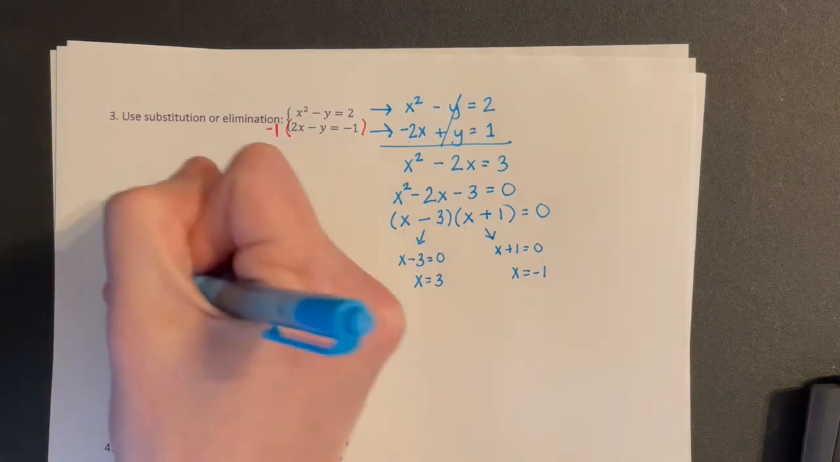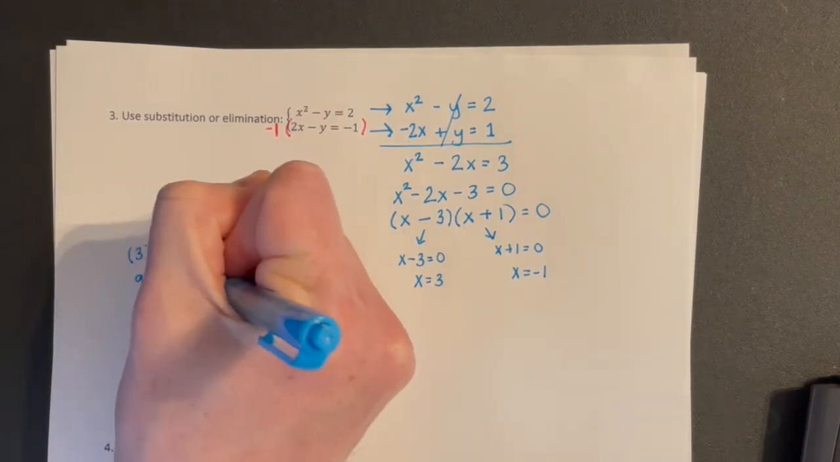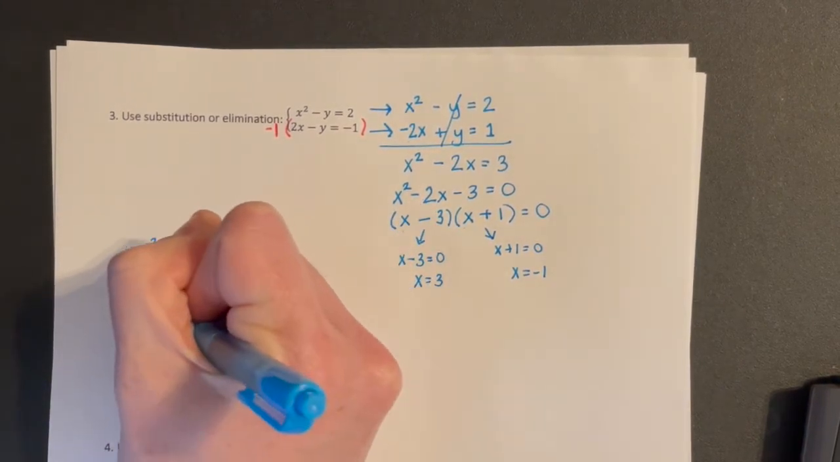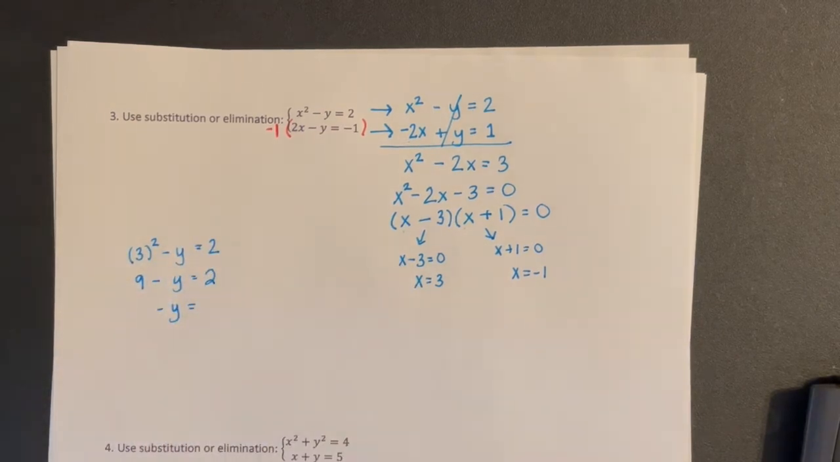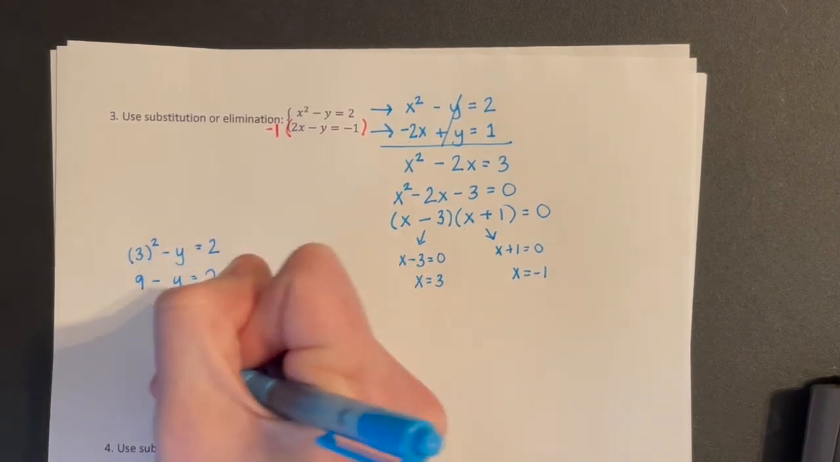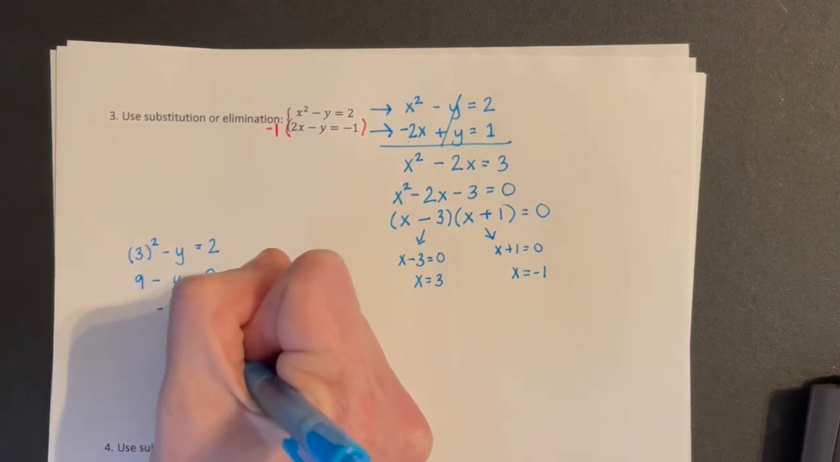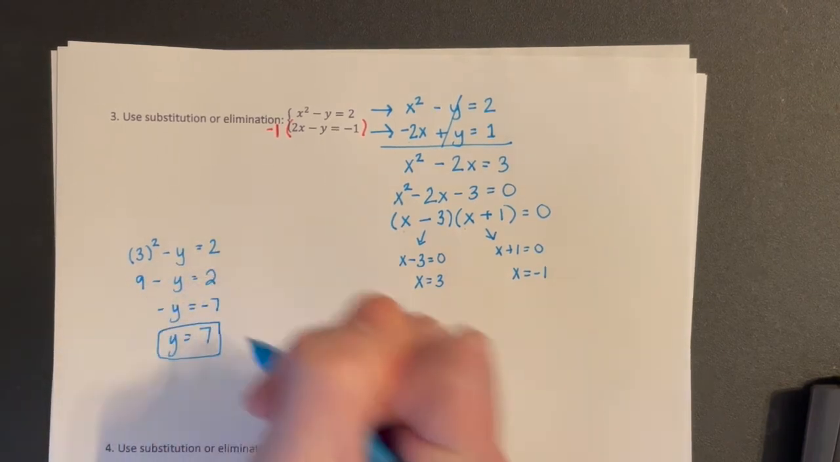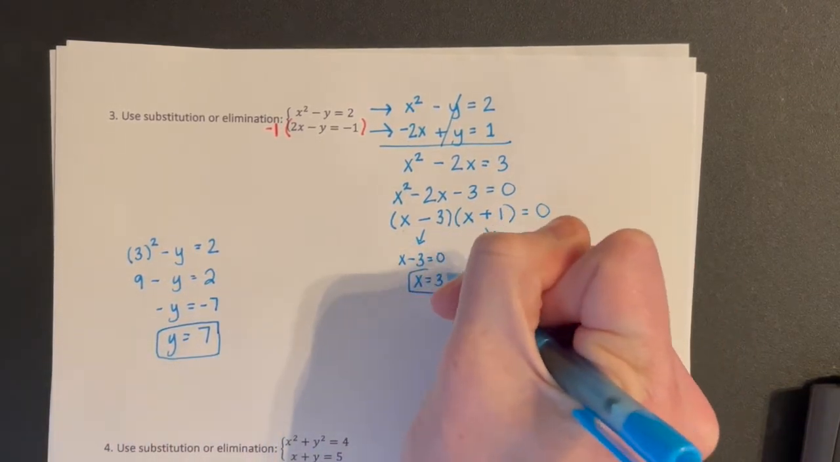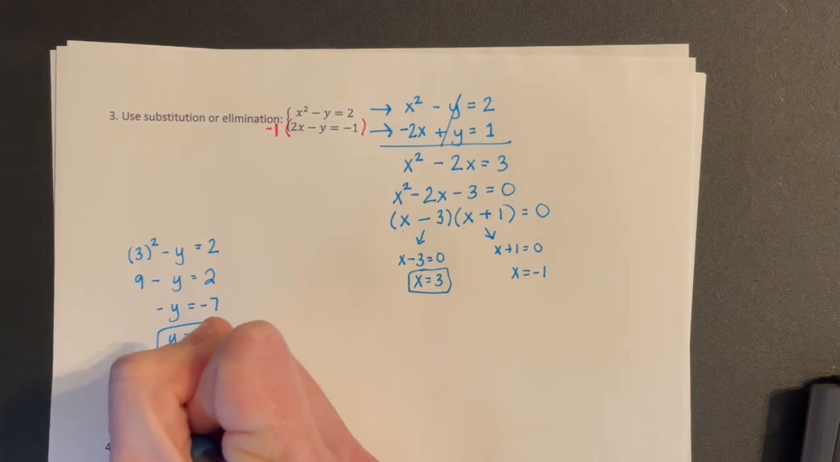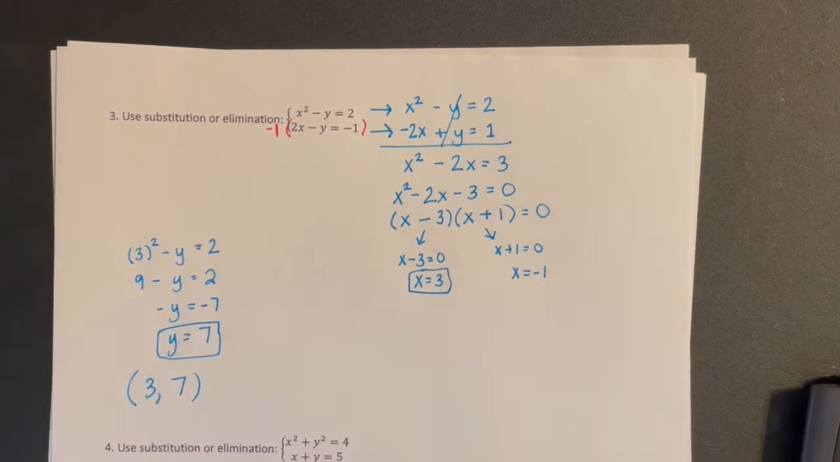3 squared is 9, so 9 minus y equals 2. We subtract 9 and get -7, and y is equal to +7. That was when x was 3. So that's my coordinate (3, 7).